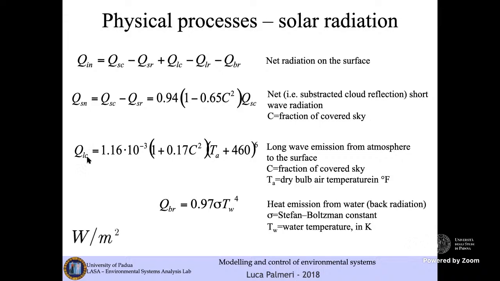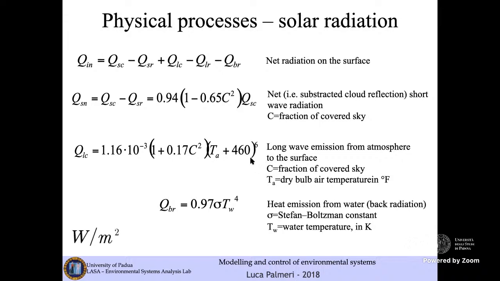We have the analogous for the long wave emissions from the atmosphere to the surface. Again, C is the fraction of the covered sky. TA is the dry bulb air temperature expressed in Fahrenheit. So it is the temperature of the atmosphere.